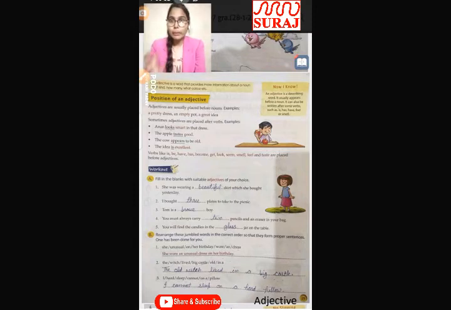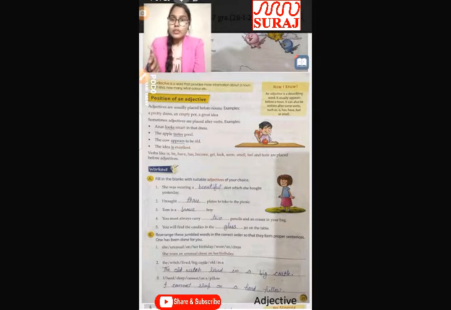Okay, apple quality. How does it taste? Good. Okay, so we are telling about a noun quality. Clear? Yes. Next one is the cow. The cow appears to be old. Okay, how does she appear to be? Old. So again we are telling about a noun, something about the noun, new information we are getting in this.